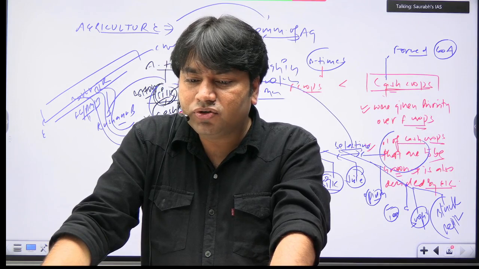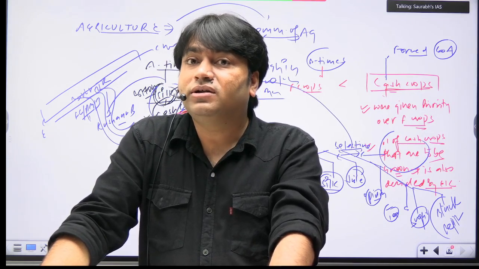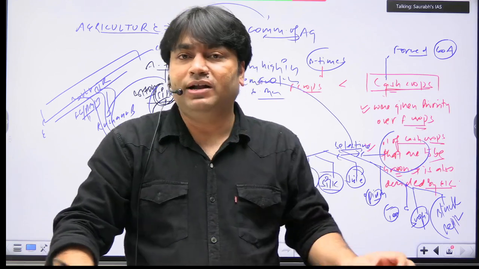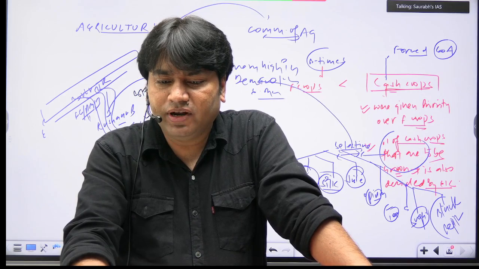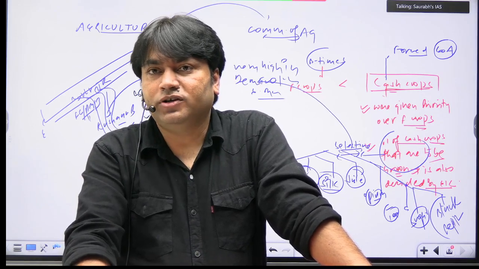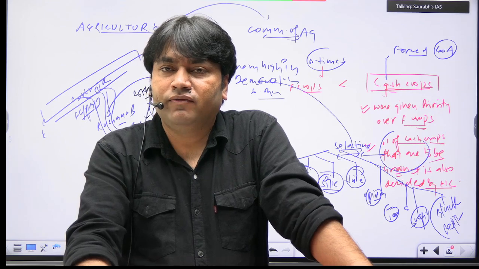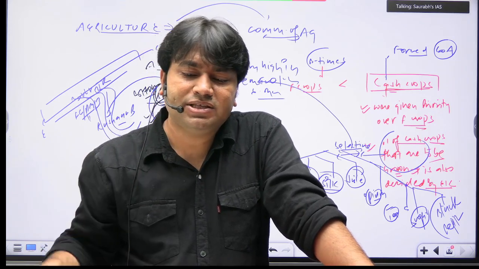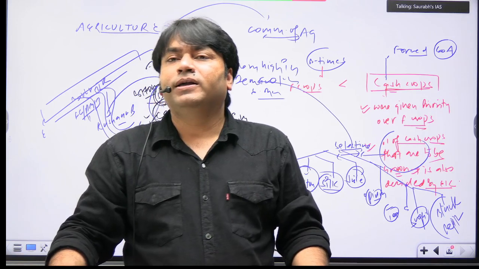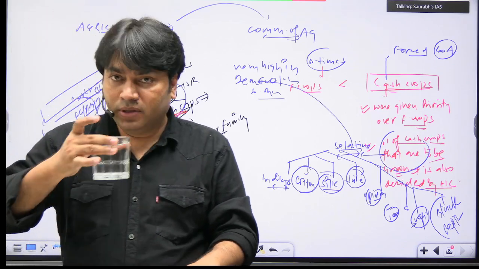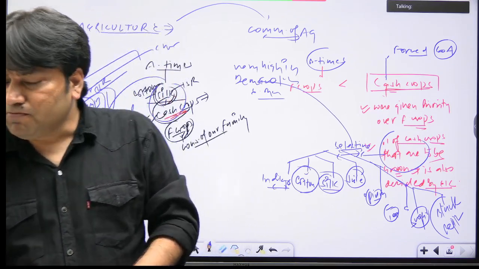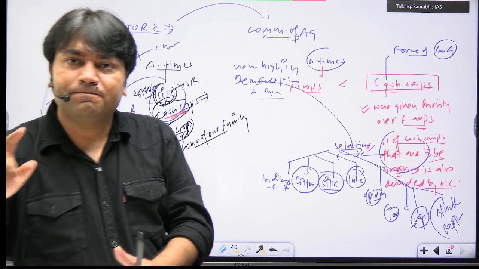Why we are saying post COA? Because, read this, peasants were compelled forcefully to grow these cash crops. Forcefully, they were compelled. Peasants were compelled forcefully to grow these crops. Okay, they were compelled forcefully. So that's why we are saying it, okay, forced.